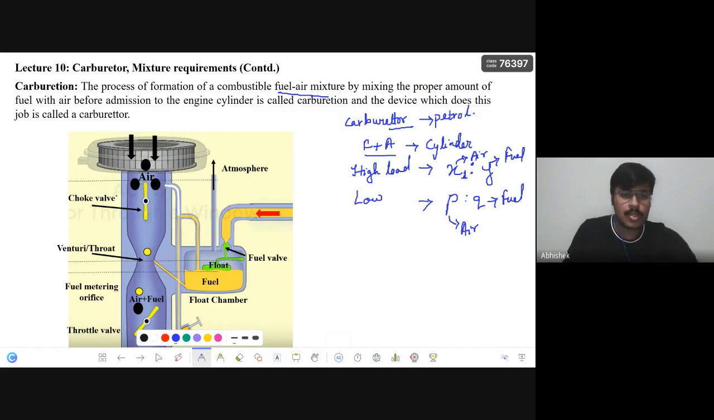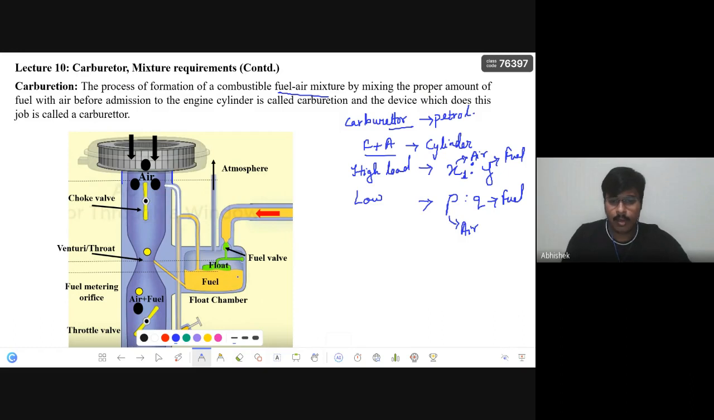Okay, this was covered, so I will just explain it. Listen carefully, because then we'll be analyzing the carburetor: how it functions and how the fuel-air ratio is formed. We'll be doing that derivation. So just listen carefully to what happens. You can see this is the carburetor channel through which the air and fuel passes.